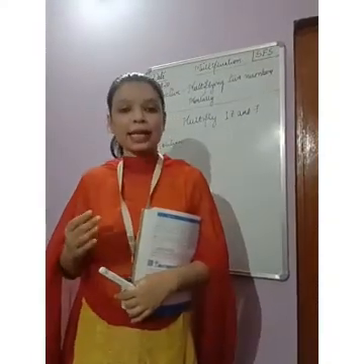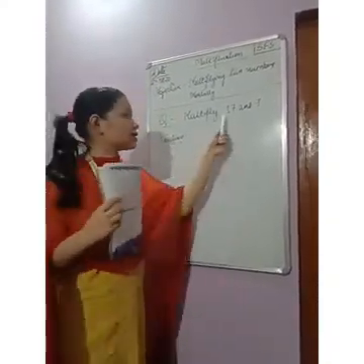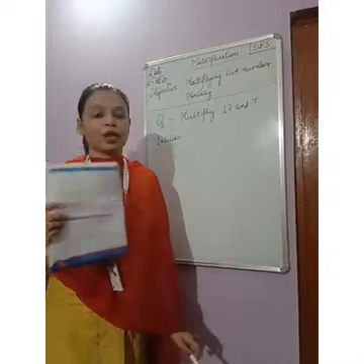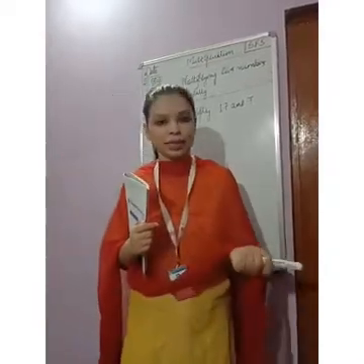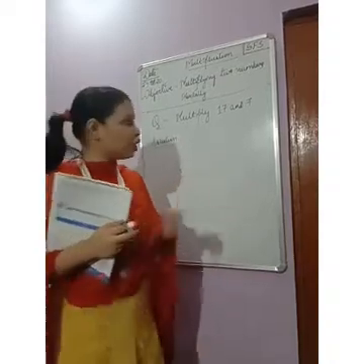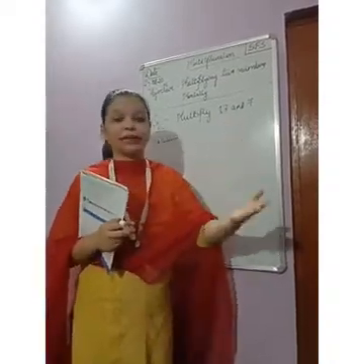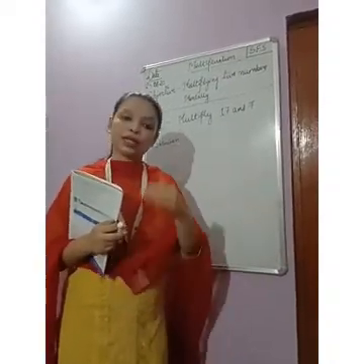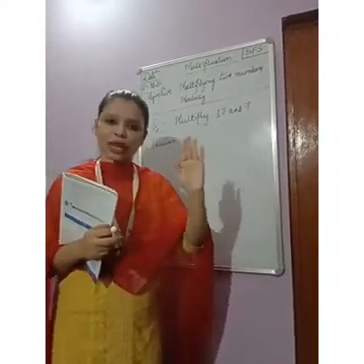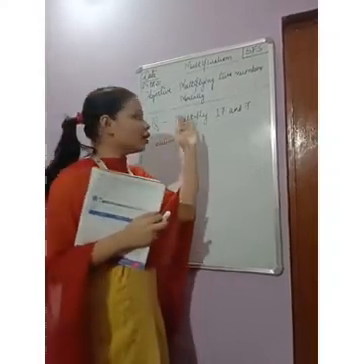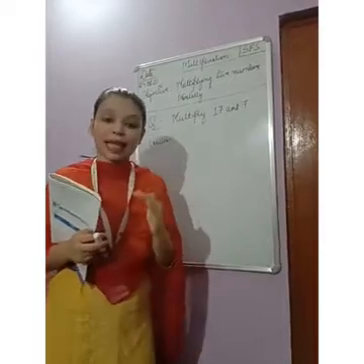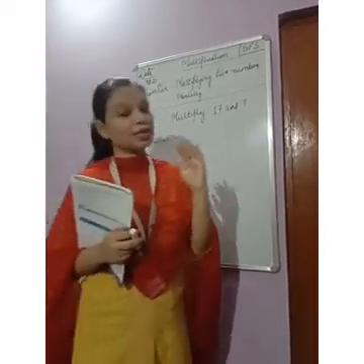Children, the next example I am taking here is 17 and 7. Now you might be wondering why I am taking the same example as 12 and 8, isn't it? But here 17 is a bigger number than 12. Earlier it was 10 plus 2 equals 12. Understood? Okay. Now here it is 17. That means 10 plus 7 equals 17.